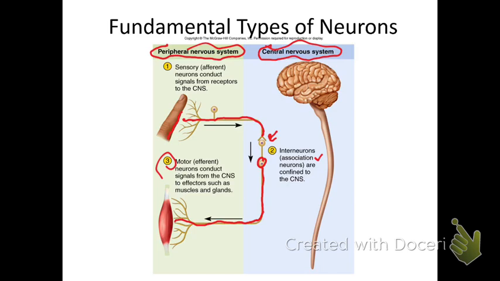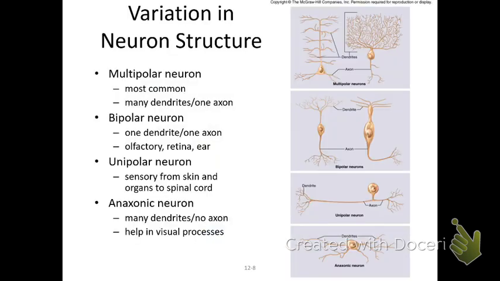So the effector is what is effected. It's the muscle or the gland that is receiving this information. So we see here that while we classify these neurons separately, they all work together. Additionally, neurons come in variations of shape and size.